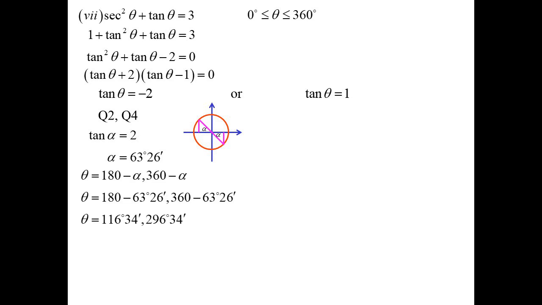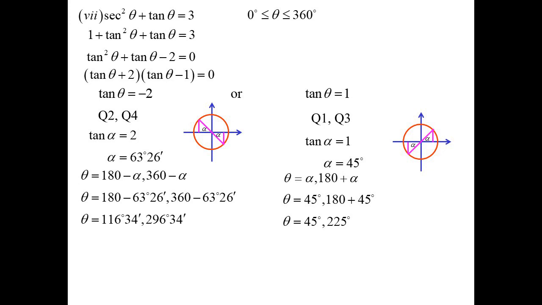So let's look at the negative 2. Quadrant 2 and 4, acute angle 63.26. So there's 2 of our answers. Tan theta equals 1. That's an exact value. It's in quadrant 1 or quadrant 3. 45 degrees is the acute. Possibilities, 45 to 225. There's all 4. I like to put them in order because I think it looks nicer.